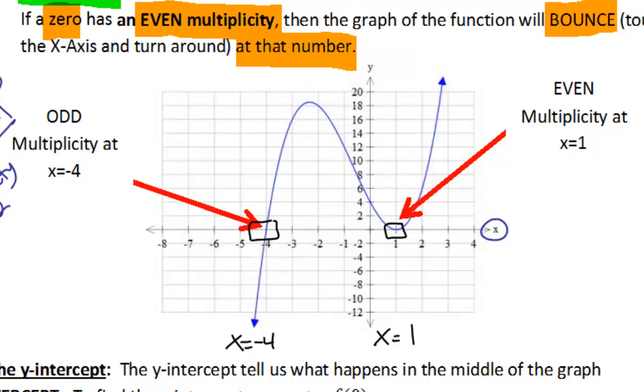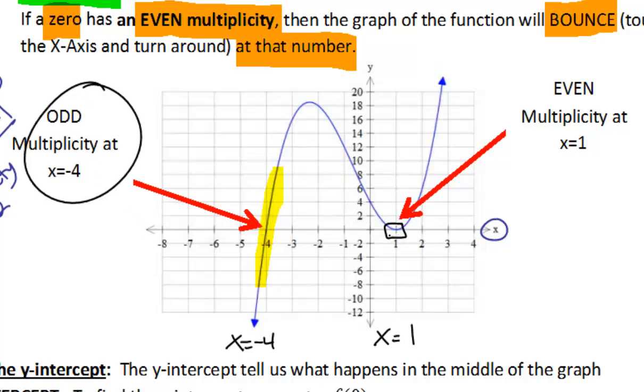Because if we take a look at x equals -4, notice that we cross. We go from one side of the x-axis to the other side of the x-axis at that point. So because I go from one side of the x-axis to the other, since I cross it, I know that I have an odd multiplicity.